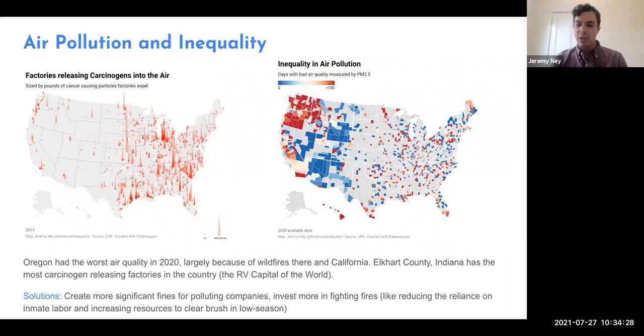So that means doing work even before fire season to clear brush, as well as reducing the reliance on inmate labor. Right now in California, 1 in 10 firefighters is a prisoner. They're paid about $1 to $2 an hour for their work, and we need to make sure that we're training more folks and not relying on this perverse cycle of having folks in prison and relying on them to fight our fires in this climate change reality.